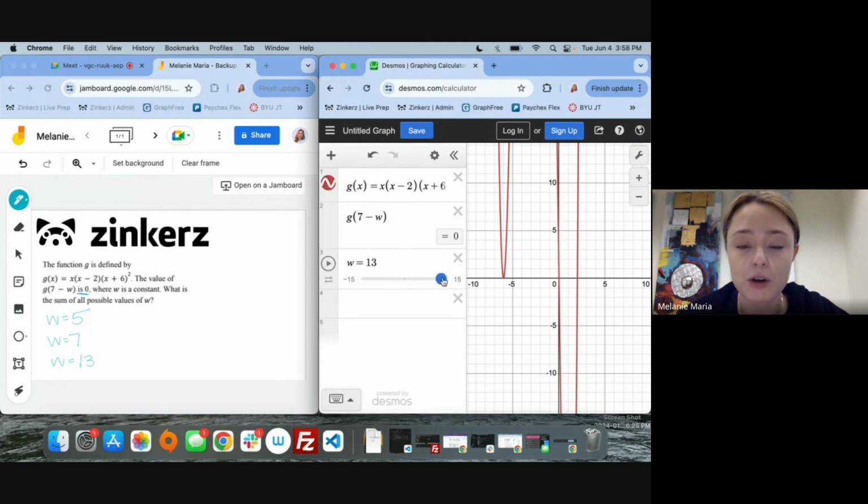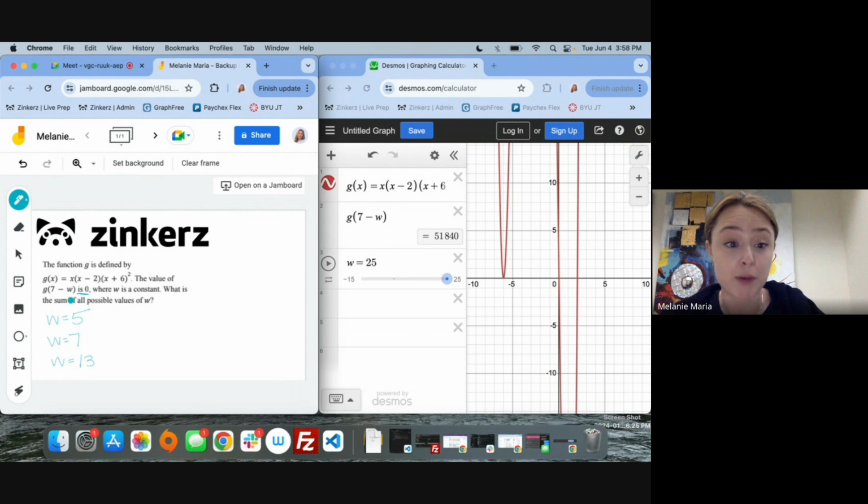Let's just check a little bit more. If I get bigger, all that's happening here is that number is going to get bigger. I can even make this 20 or even 25 and show you that that's what's going to keep happening. This number is just going to keep getting bigger and bigger, not getting any smaller, not getting closer to 0. So I know that my three possible values of w are 5 and 7 and 13.